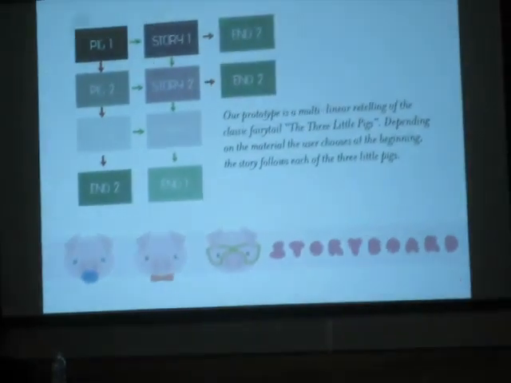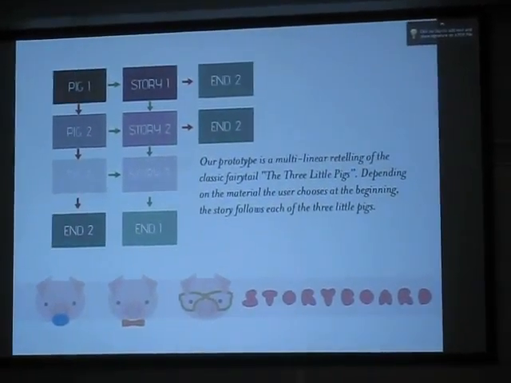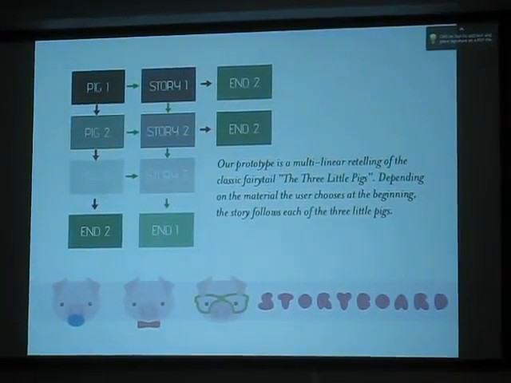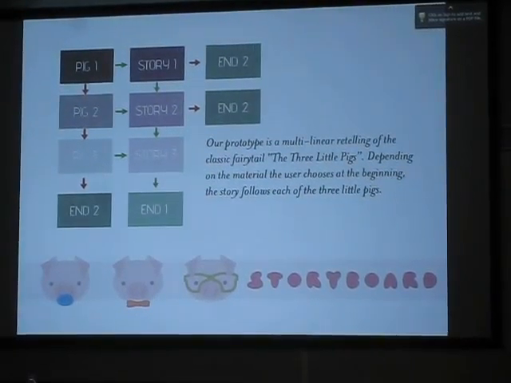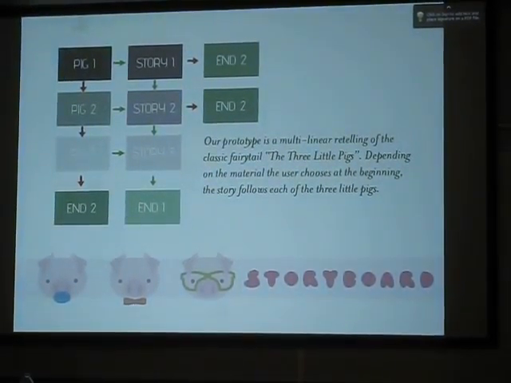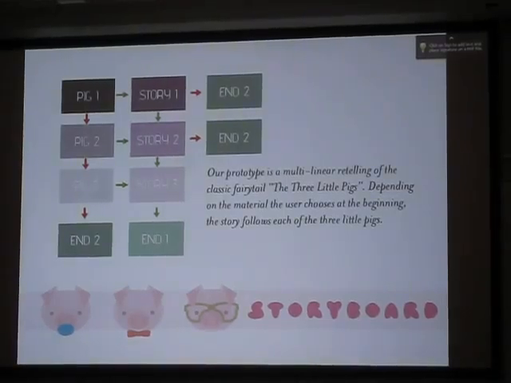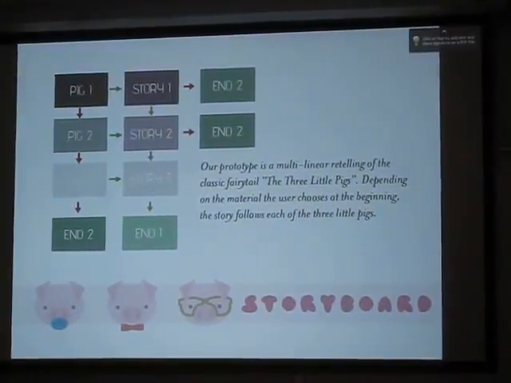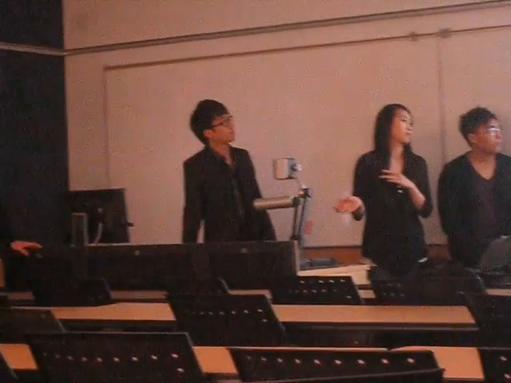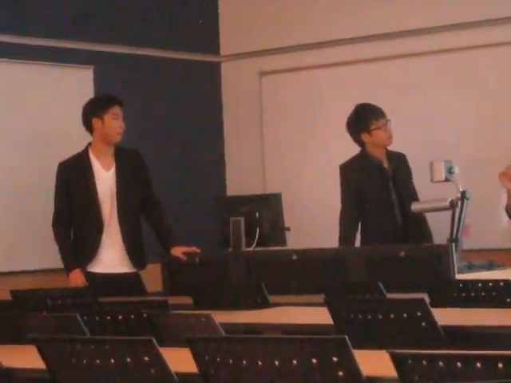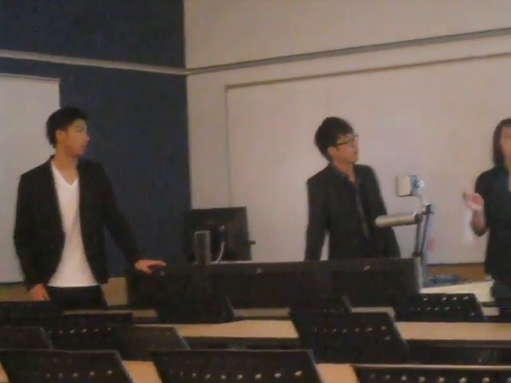So the storyboard is basically the same as the traditional Three Little Pigs. At the beginning, you are able to decide which pig you want to play, and through this, you decide what material you're going to use to build your house. Throughout the story, there will be different interactions which will ultimately decide what ending to play.